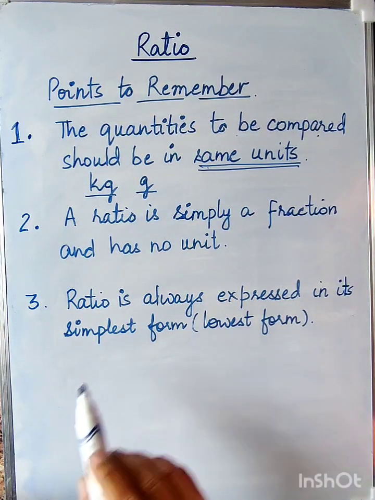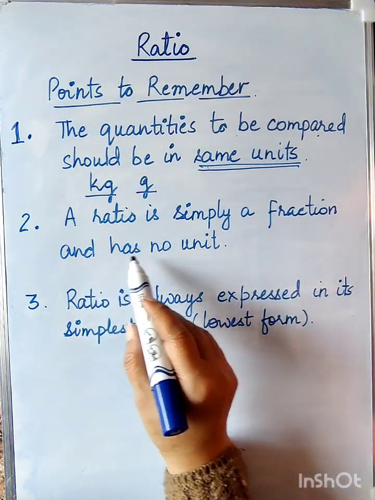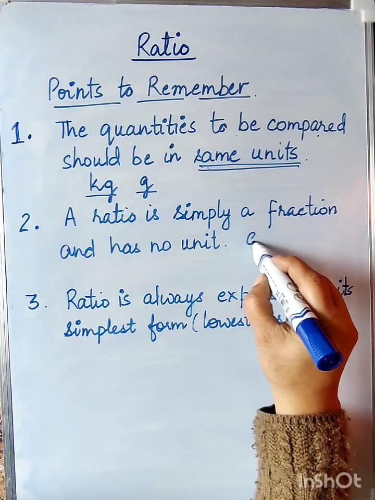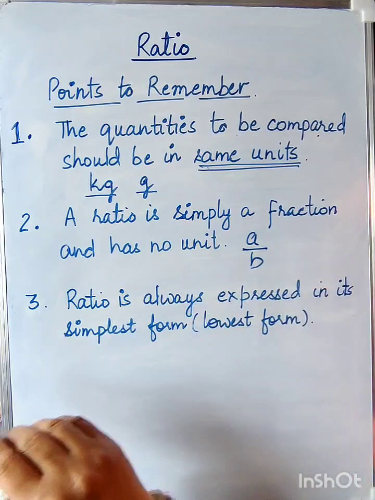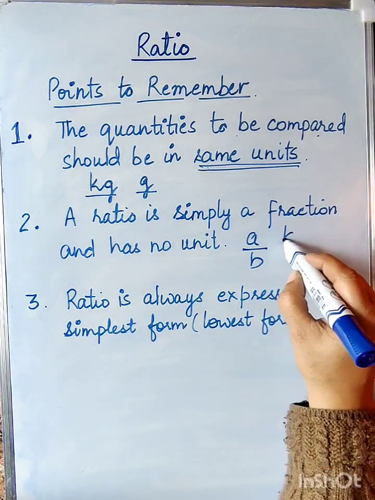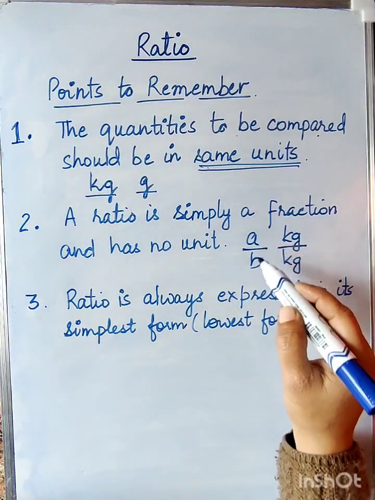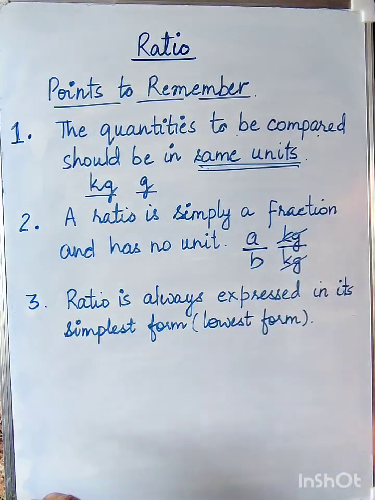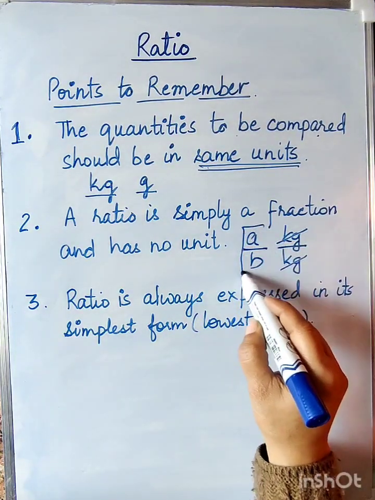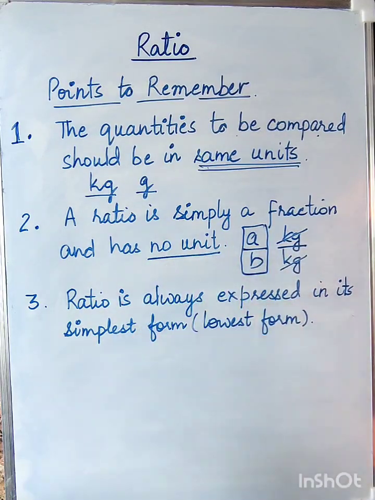Secondly, a ratio is simply a fraction and has no unit. Why? Because when you are comparing the quantities, suppose A kg of one thing and B kg of another thing, when you are dividing, these units get cancelled. Therefore, this is simply a fraction and has no unit.